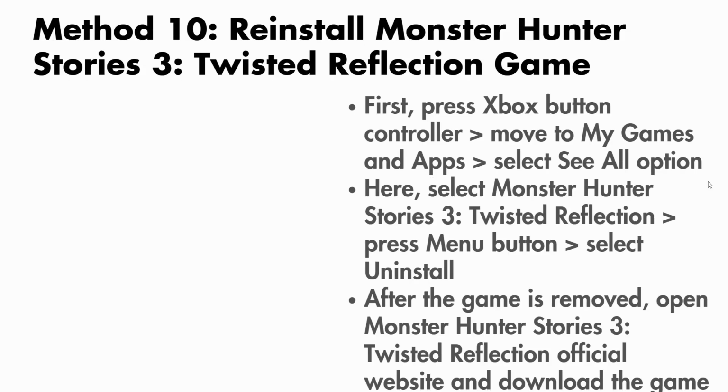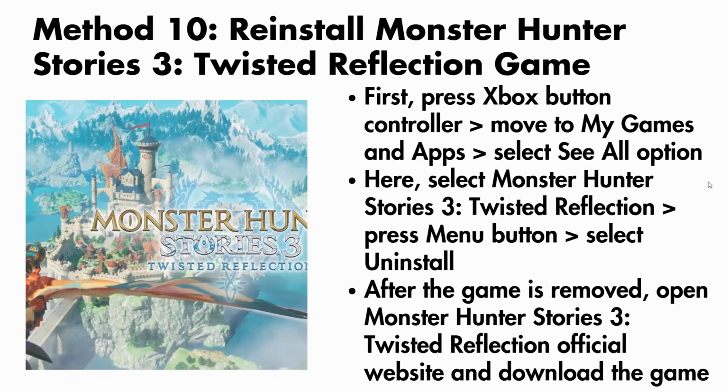If not, next is to reinstall Monster Hunter Stories 3 Twisted Reflection game. For that, press Xbox button on controller, move to my games and apps, select see all option. Here select Monster Hunter Stories 3 Twisted Reflection game. Press menu button, then select uninstall. After the game is removed, open Monster Hunter Stories 3 Twisted Reflection official website and download the game.